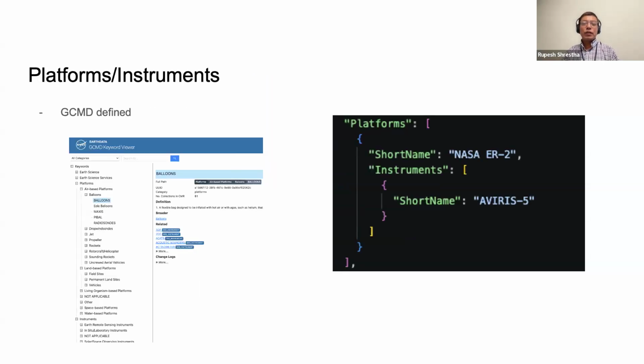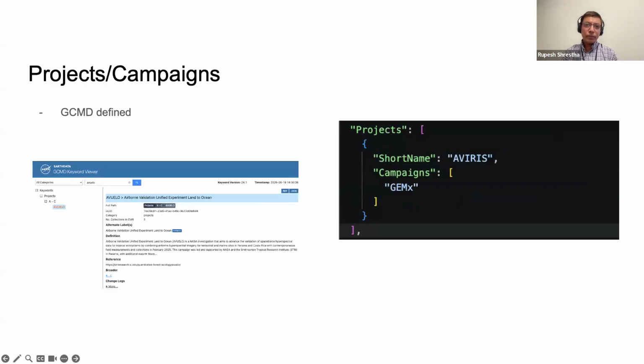And platforms can also be listed as shown here in this right diagram. The platform and instrument have to be first registered as a GCMD keyword, and then they can be tagged in this format in the metadata itself. One platform can have several instruments, which is usually the case. But in this case, there was one NASA ER-2 platform, but it had only one instrument, AVIRIS-5.